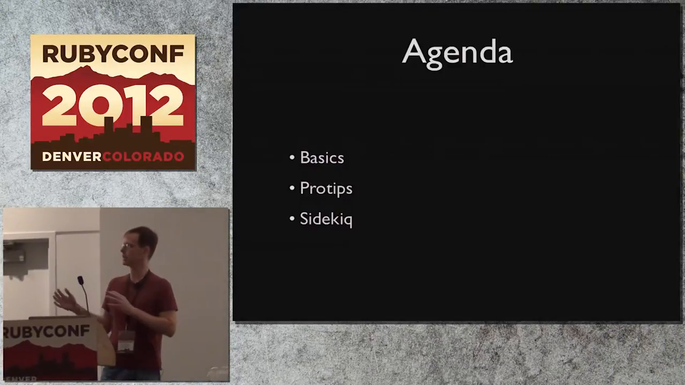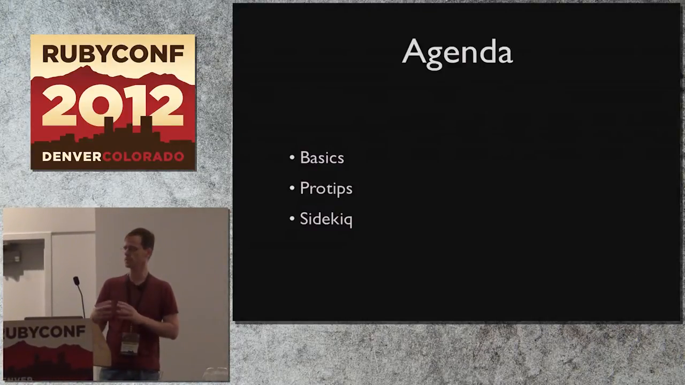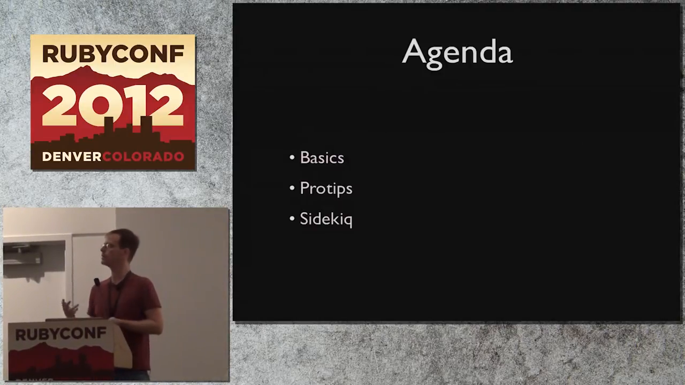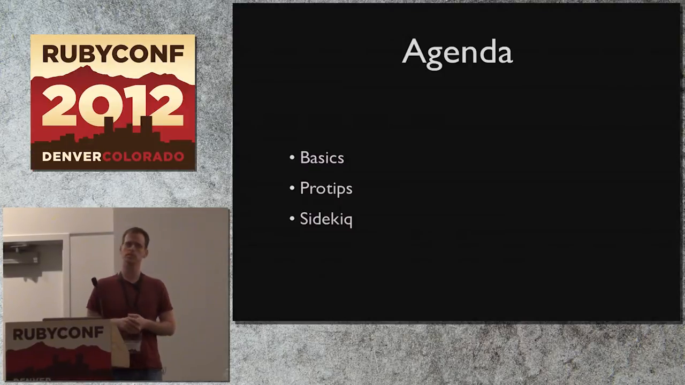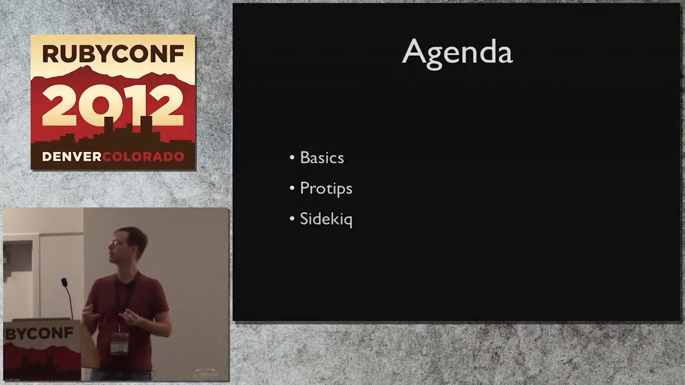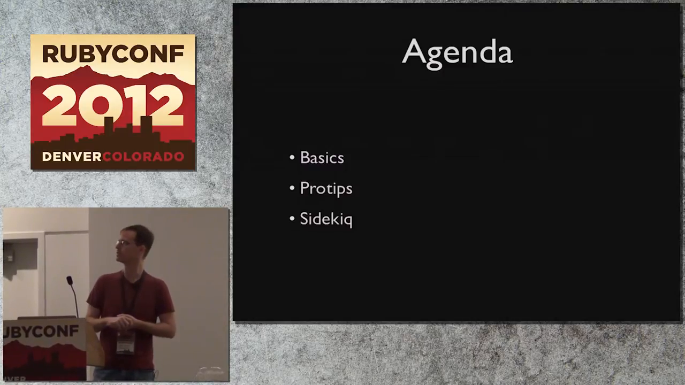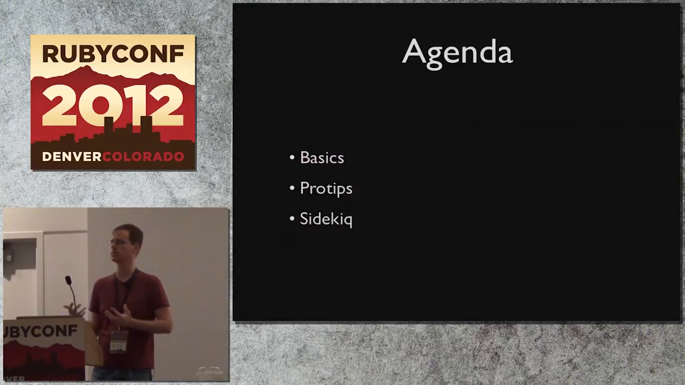This talk is broken into three parts. I'm going to talk about the basics of async processing: why you want to do it, how we do it, and maybe a little bit of design. Then I'll give you some pro tips that you may not think of when you're writing your Rails applications, that can influence how well the async processing works for you. And the last third, I'm going to go into Sidekiq and dive into its design a little bit and talk about Ruby in general.